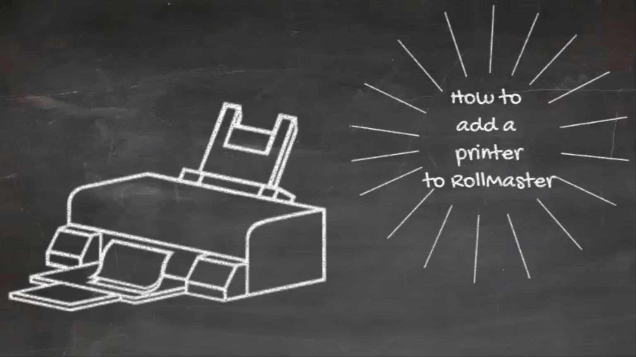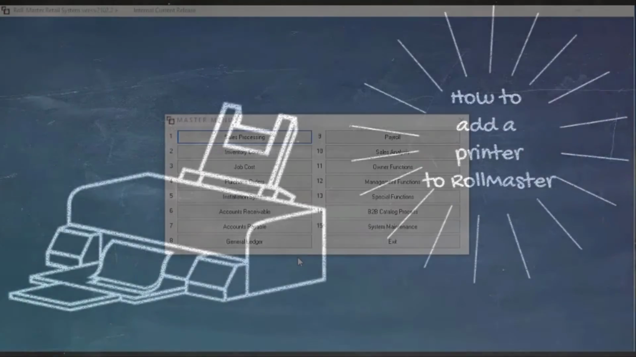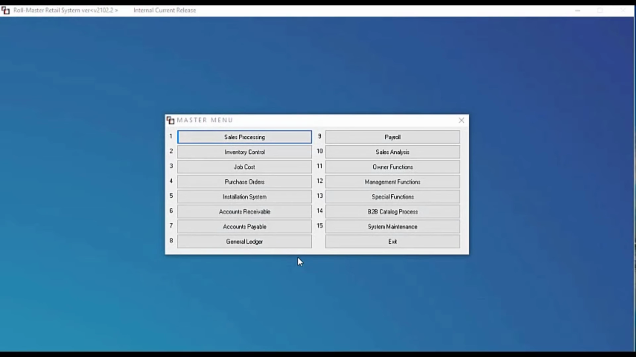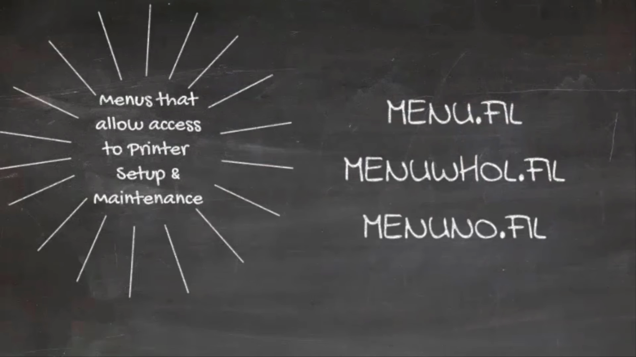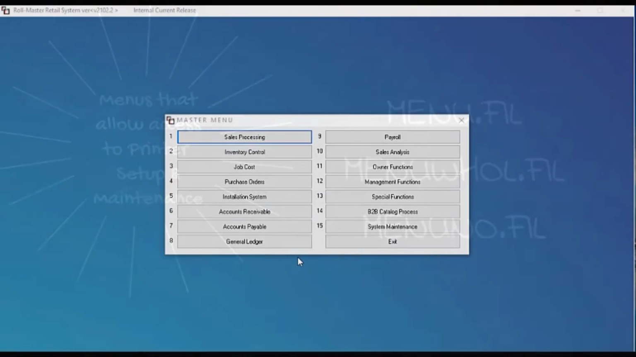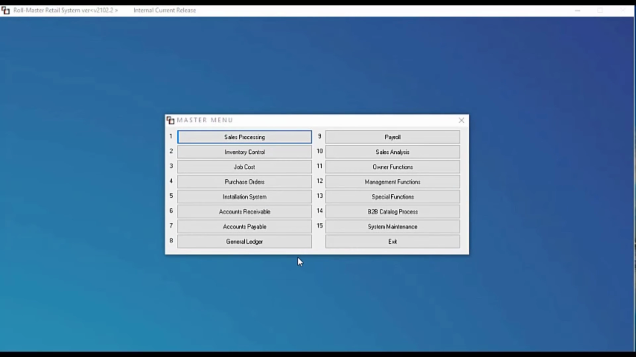So first things first, adding and remapping printers doesn't have to be an overly cumbersome task in the RollMaster system. But it is important to note that only certain menus from within the RollMaster system will actually allow a user to access the printer setup area. And those menus are seen here and as follows: menu.fil, menuwhole.fil, and menu.no.fil. These are the three menus which would allow a user full access to the hardware maintenance and printer setup and maintenance areas.